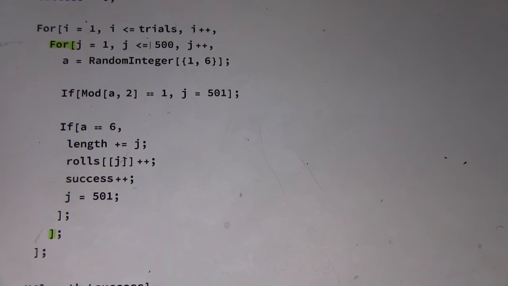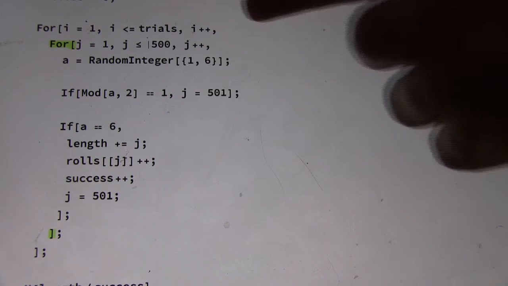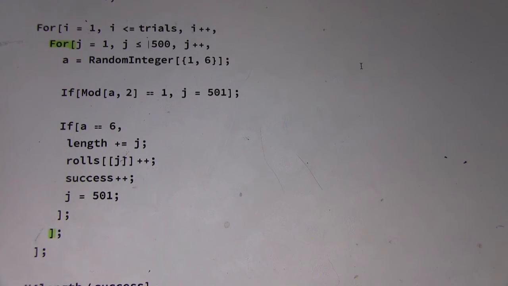Okay. And why did we pick 500 as the stopping point? We're never going to reach 500 rolls because that's near impossible to do. Yeah, we don't think we'll ever continue for 500 times. But we could have made this 5,000 if we wanted to be super safe.